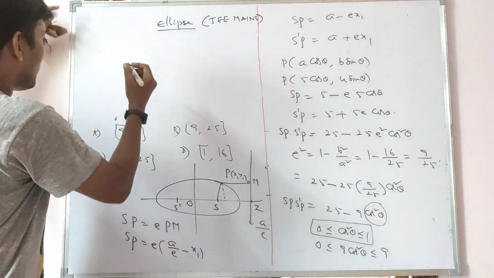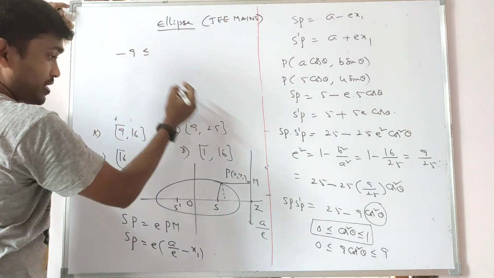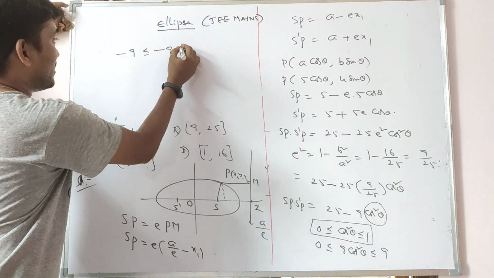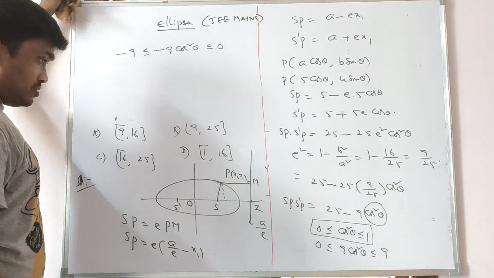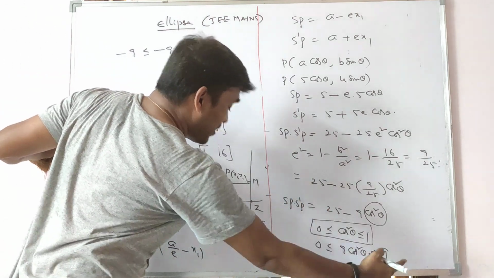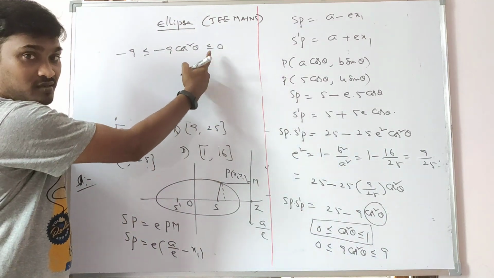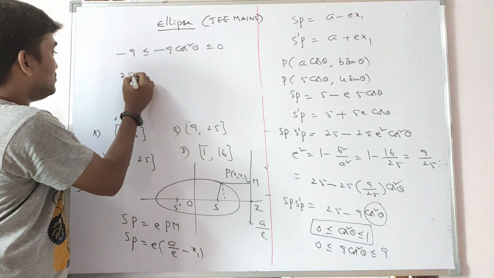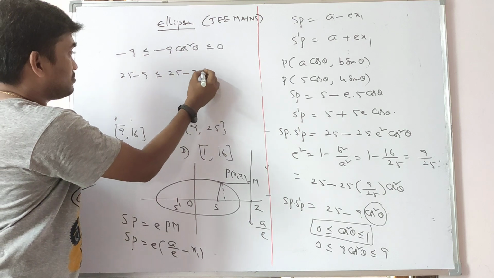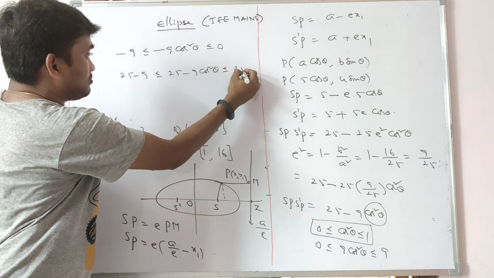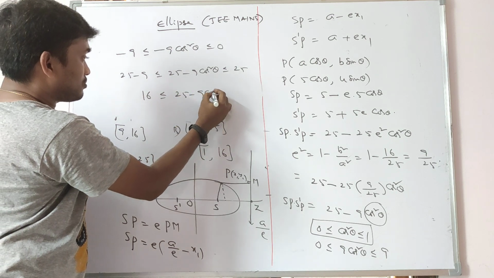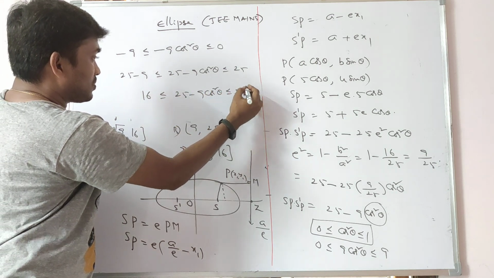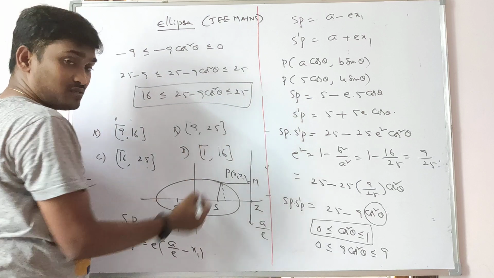So see, minus 9 less than or equal to minus 9 cos square theta less than or equal to 0. Now here, adding 25 on both sides. What is the result? So 16 less than or equal to SP into S dash P less than or equal to 25. So that is the range.